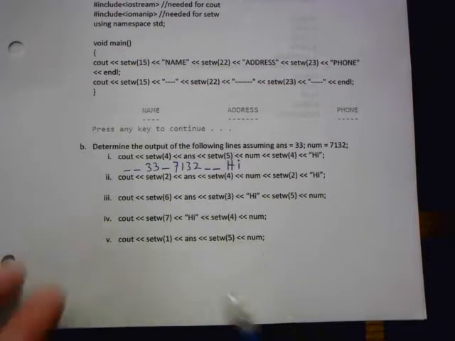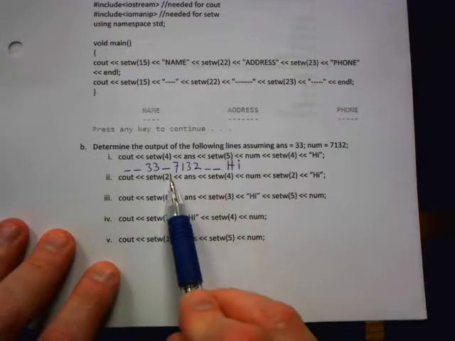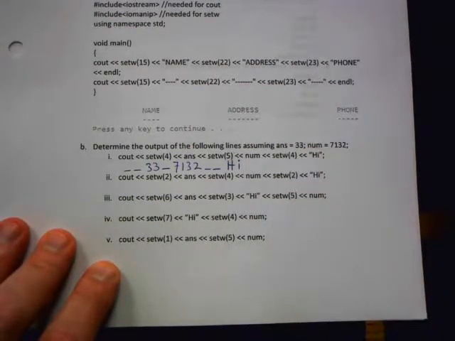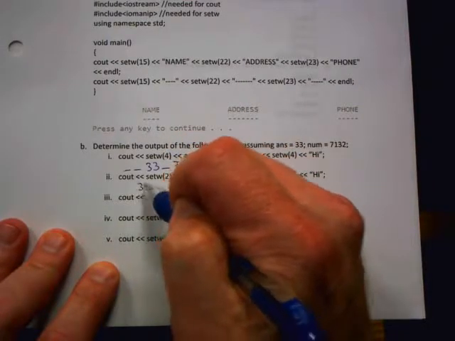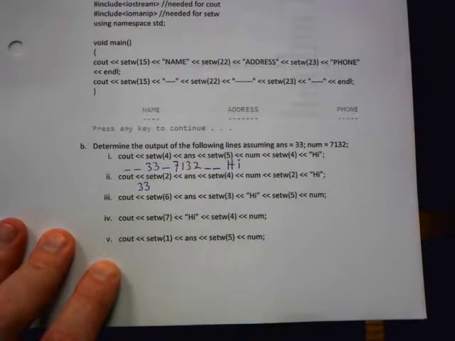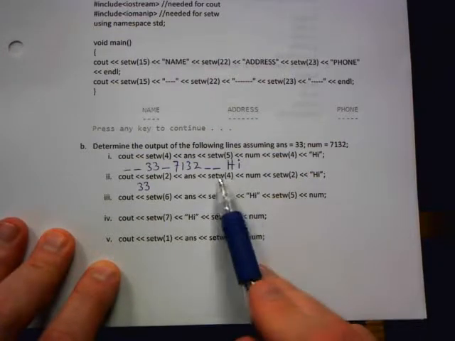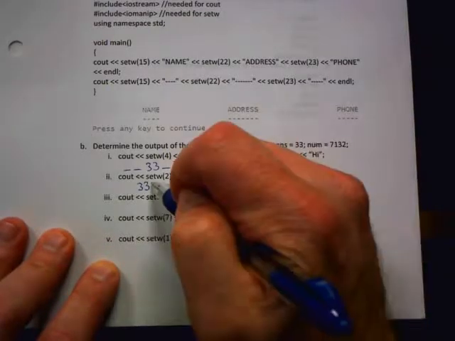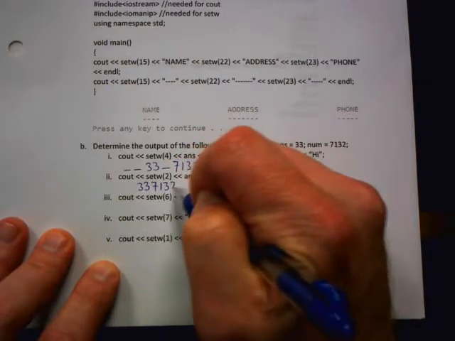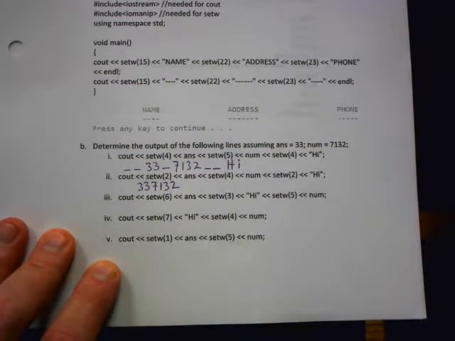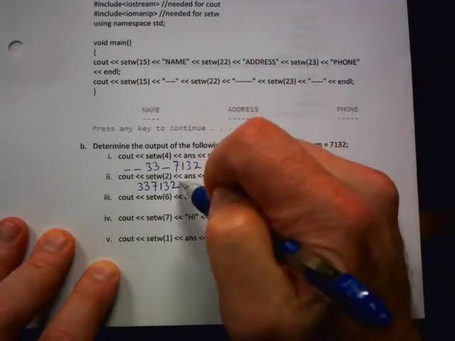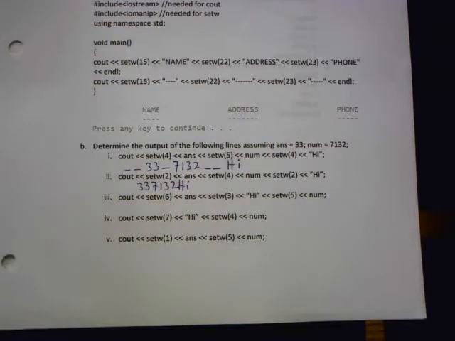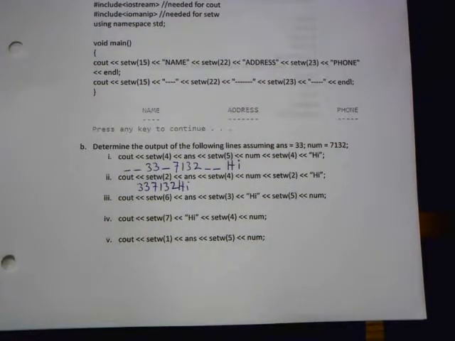Alright, how about the next one? Setw 2 and then print the number 33. That will just print the number 33. No blanks because there aren't enough spaces left over for blanks, are there? Setw 4, then print num, 7132. No space at all because there's no spaces left over. And then high again with no spaces. So that one's just going to slam everything right together. Not going to look very nice.